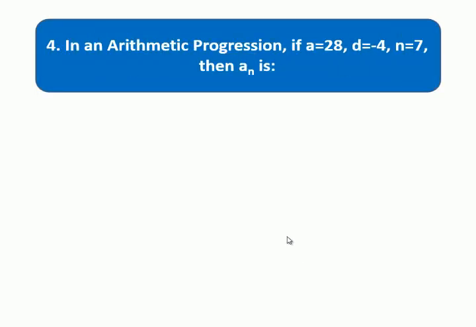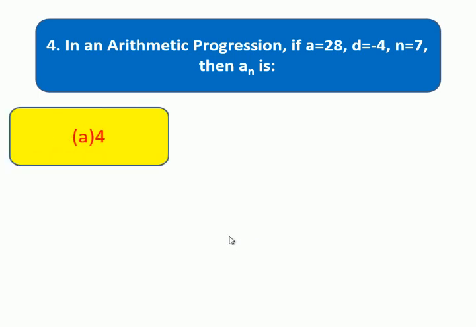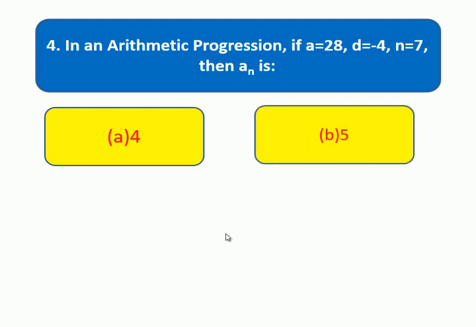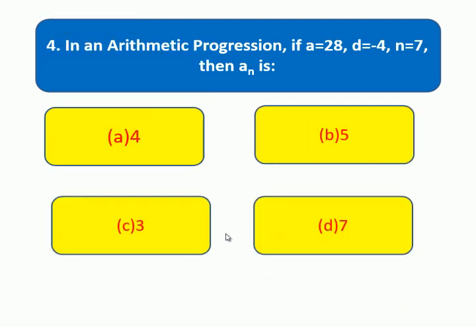Here is question number 4. In an arithmetic progression, if a is equal to 28, d is equal to minus 4, n is equal to 7, then a_n is. So you have to find a_n, which is either 4, 5, 3 or 7. Find the correct one and write it down in front of question number 4 on your paper. Now next, question number 5.